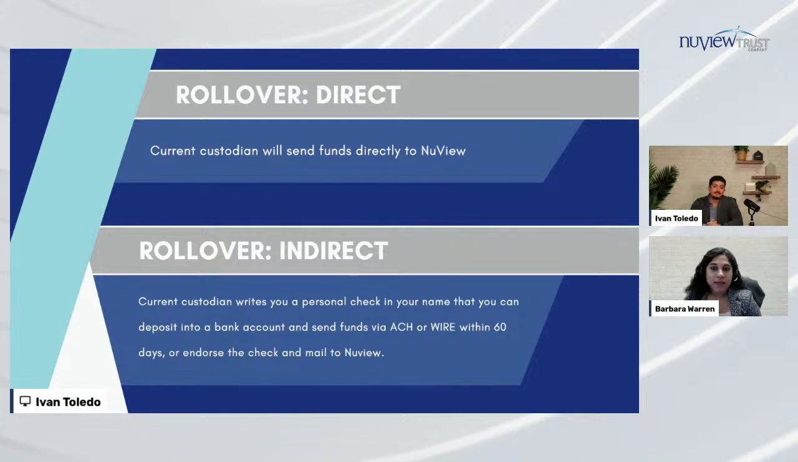Okay, the next method is rollover. So there are two types of rollover, one being direct, and that is just the funds or assets are coming over from the current custodian to us directly. Or there's indirect, and that means that you would take personal ownership of the cash or assets before it comes over to NuView, and then you get it deposited into your account. One thing to note is that with indirect rollovers, you can only do one indirect rollover every 12 calendar months. So very important that you make sure that that's within your scope.